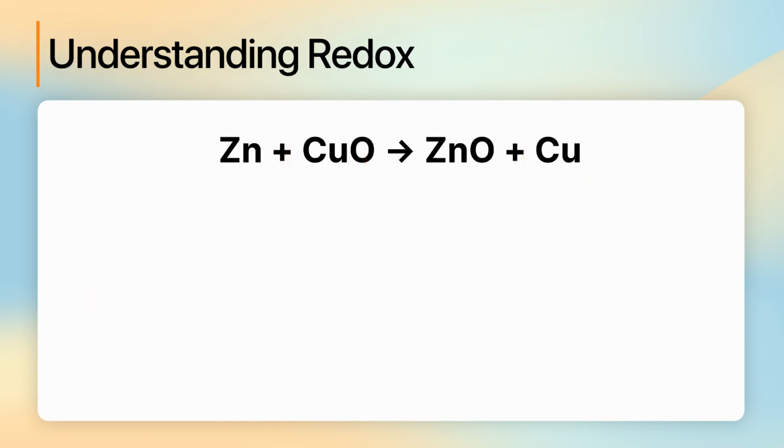Note that we can also just observe that zinc is gaining oxygen and copper is losing oxygen, leading to the same conclusions. By understanding oxidation and reduction through the transfer of electrons, we gain a deeper insight into chemical reactions.